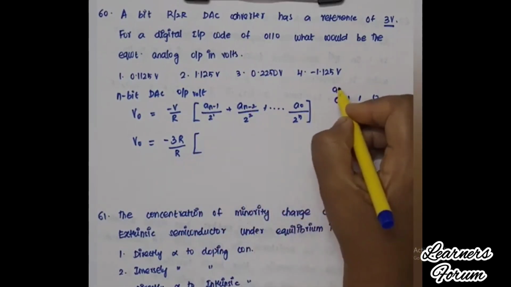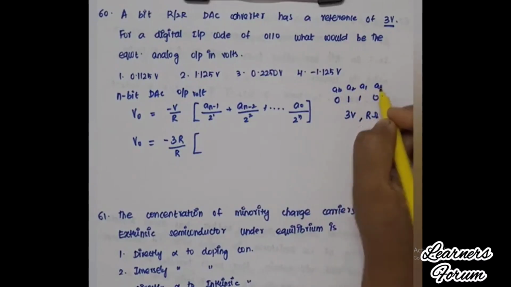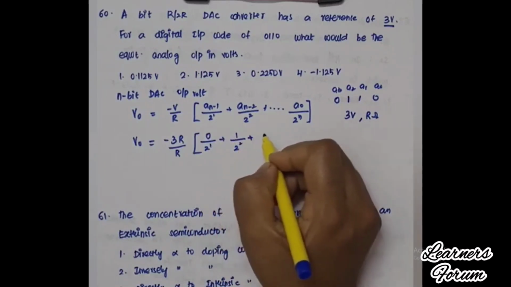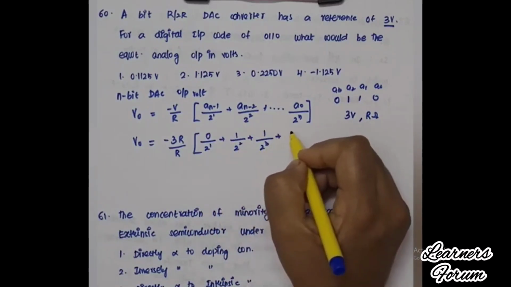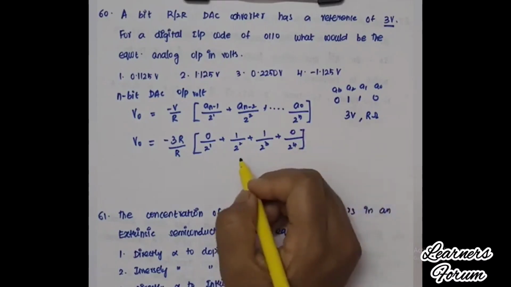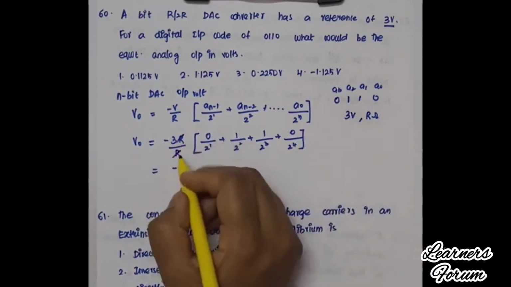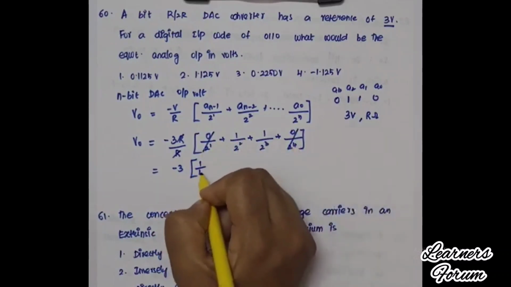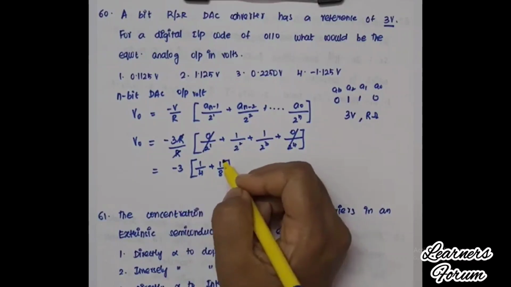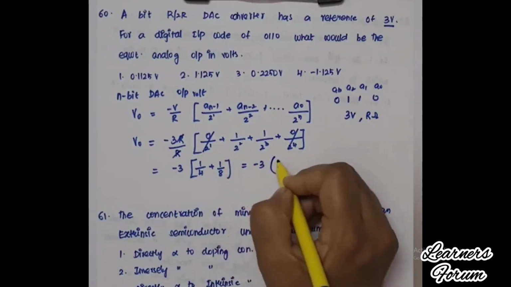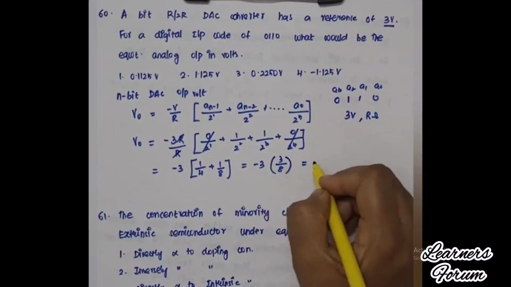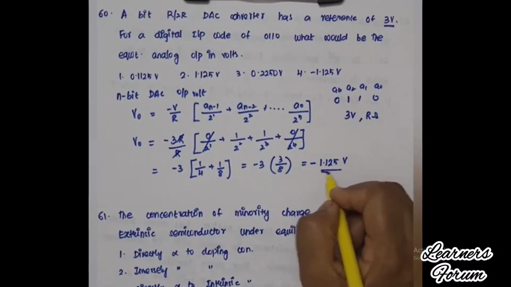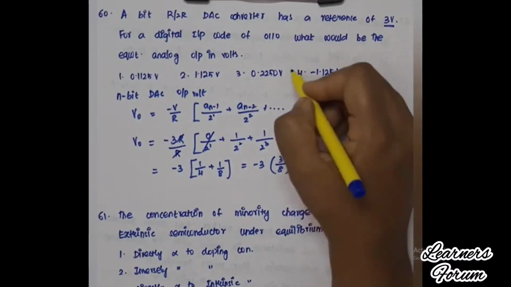Substituting n as 4, we will get A3, A2, A1 and A0. So the A3 value is 0 by 2^1, 1 by 2^2 plus 1 divided by 2^3 plus 0 divided by 2^4. So for n equal to 4, we have got the 4 bits. Cancelling R, we will get minus 3 into, the first and last terms get cancelled because they are 0. The remaining is 1 by 4 plus 1 by 8. Simplifying this, we get minus 3 into 3 by 8, which is equal to minus 1.125 volts. So this answer belongs to option 4, which is our correct answer.